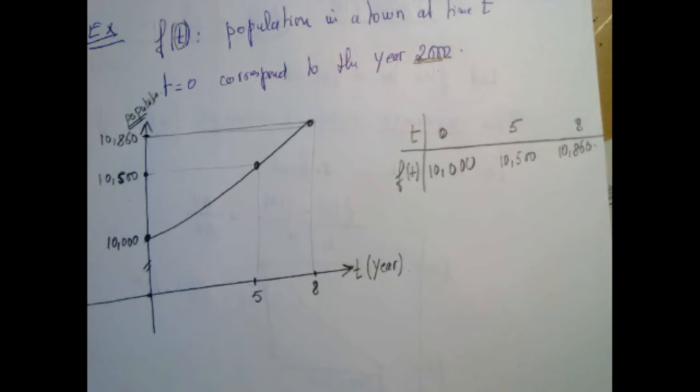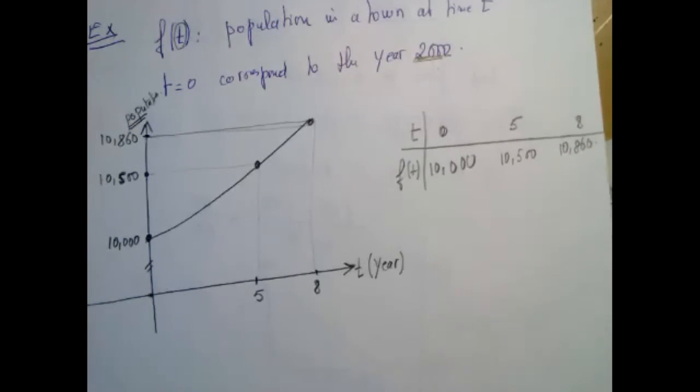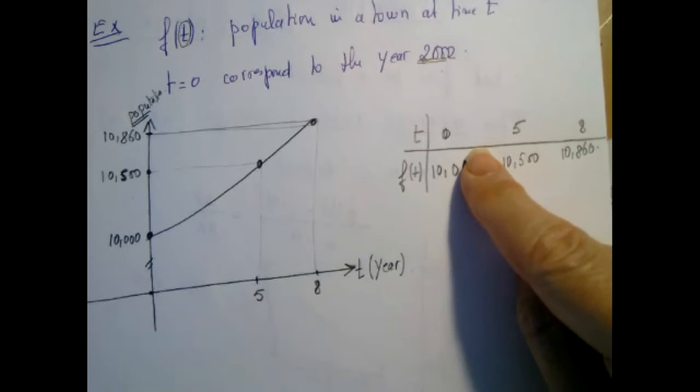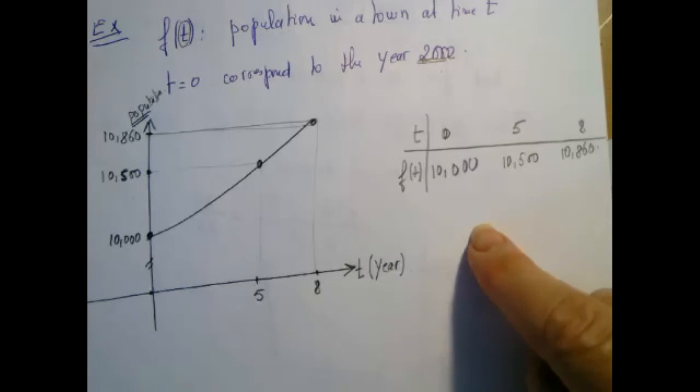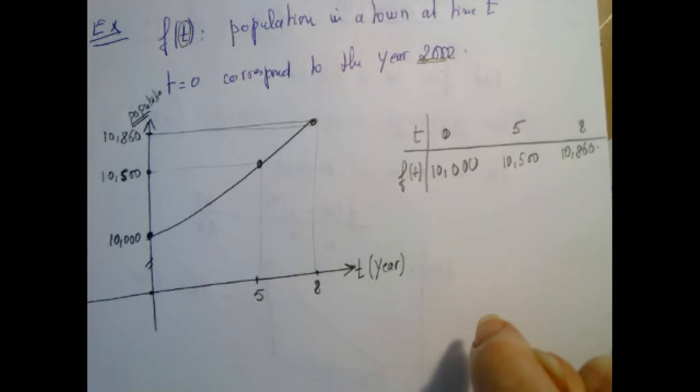So the population is increasing. When was it increasing fastest? From t equals 0 to t equals 5, because from 0 to 5 it went up 500, and from 5 to 8 it only went up 360. Be careful. It grew by 500 over how long? 5 years. But it grew by 360 over how long? 3 years. That's where the average rate of change becomes extremely useful.